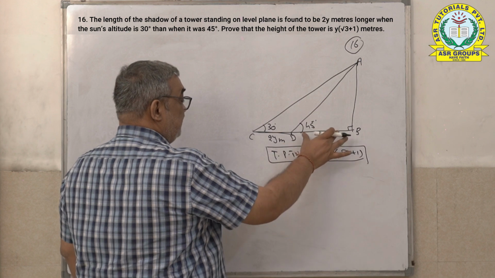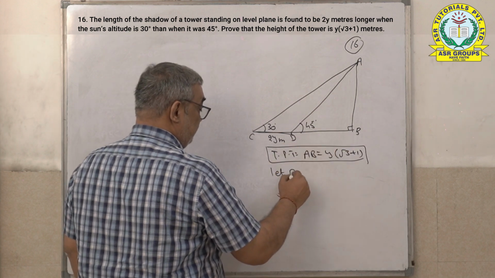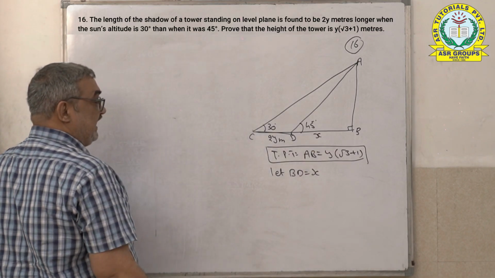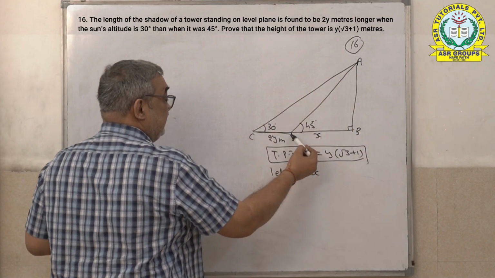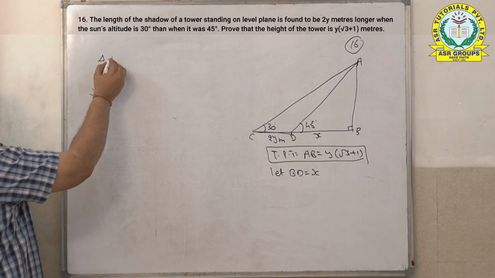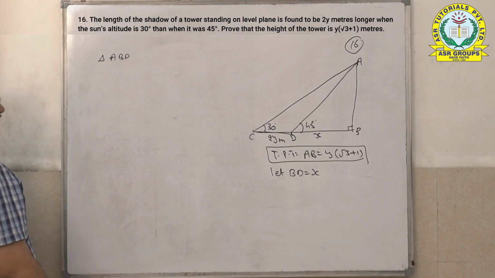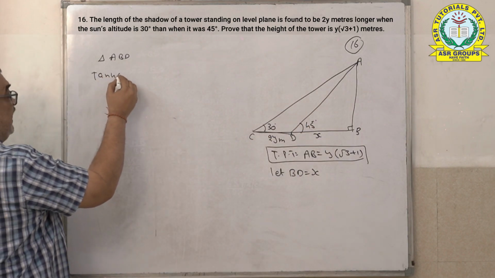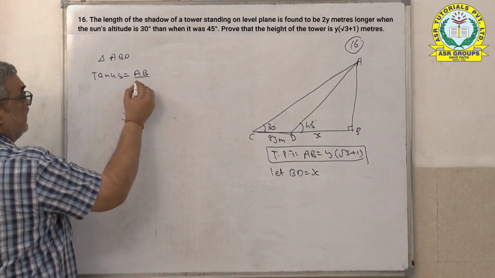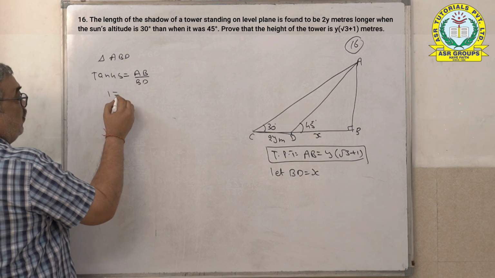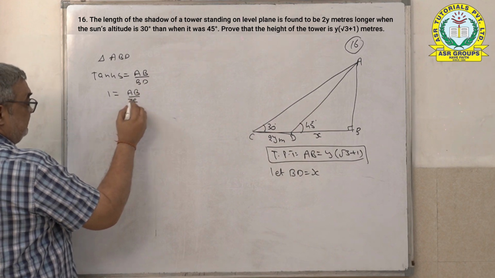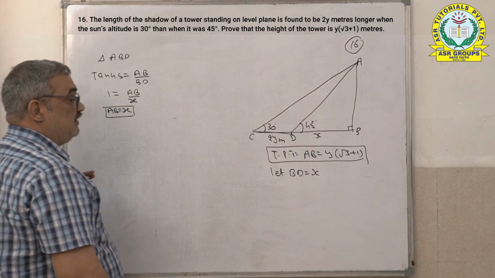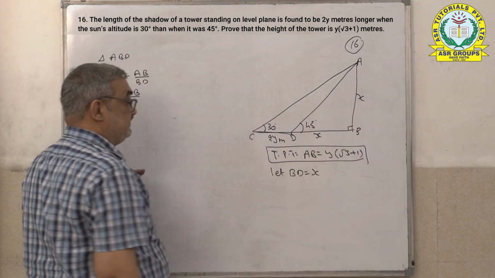This point is D. We'll assume, let BD as x. First we'll take triangle ABD. In triangle ABD, I'll use tan 45. Tan 45 is AB upon BD. 1 equal to AB upon x. So AB is x. So AB I got x.